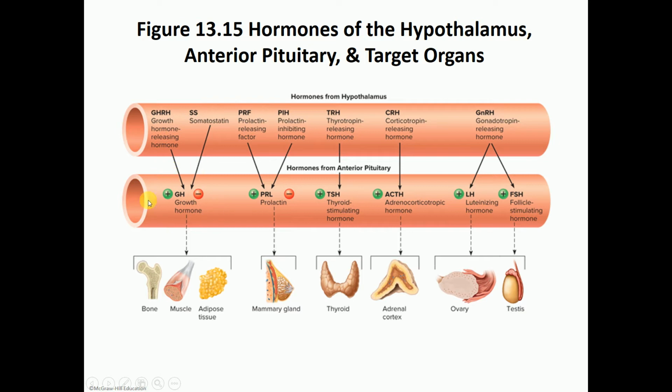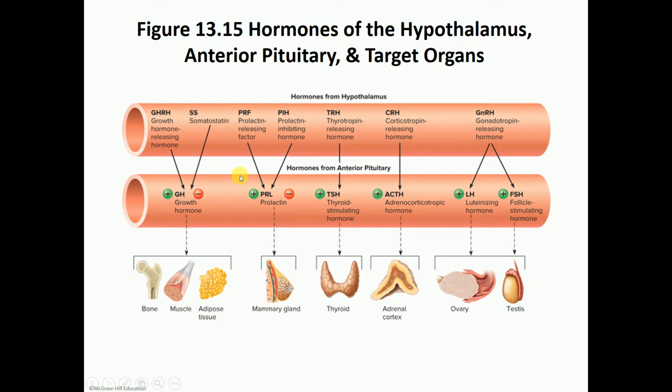So the growth hormone that is made by the anterior pituitary gland is under the control of two hormones from the hypothalamus, either the growth hormone releasing hormone or somatostatin. Somatostatin is also known as the growth hormone inhibiting hormone. So GHRH would stimulate the release of growth hormone from the anterior pituitary, while somatostatin would inhibit the release of growth hormone from the anterior pituitary gland.